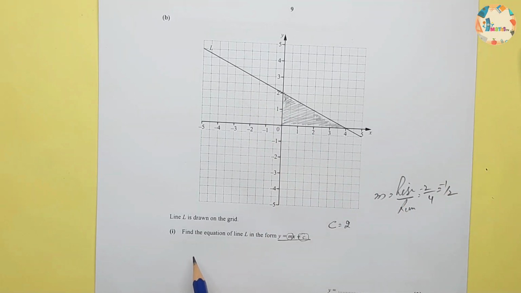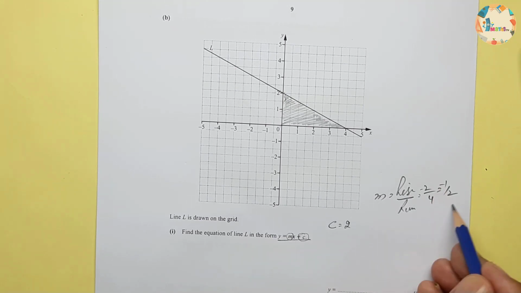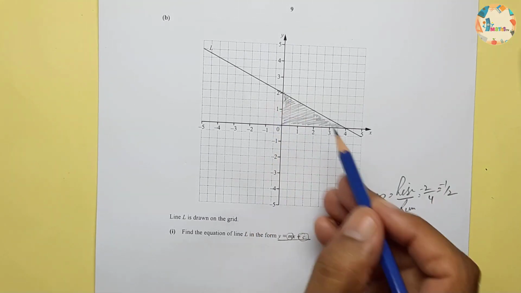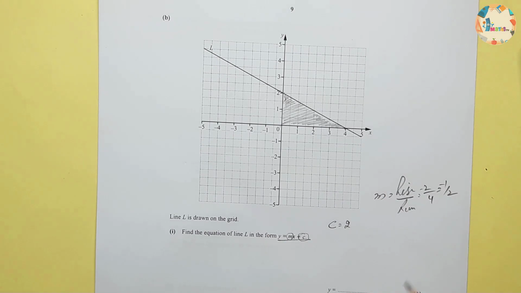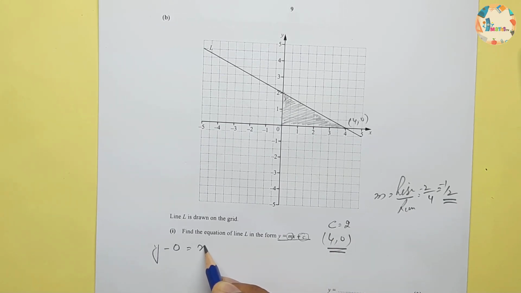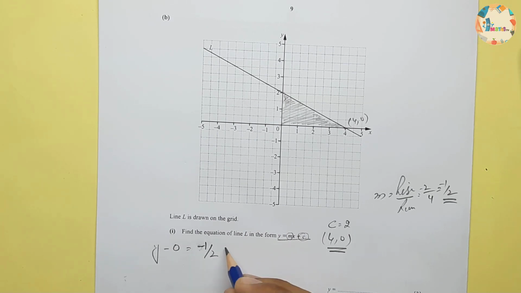For the other part, we have to take this value of m, and for the point we can take any point, for example this one, 4 and 0. This one we can take as 4 and 0. So the point will be 4 and 0. We will be using this point and this gradient, and we will write the equation: y minus y1, which is 0, is equal to m. M will be minus 1 by 2, so we can write here minus 1 over 2 into x minus x1, which is 4. So this will be our equation.